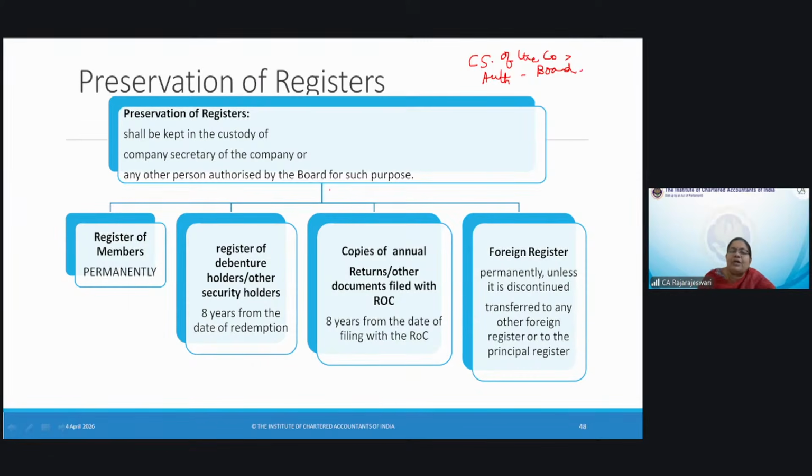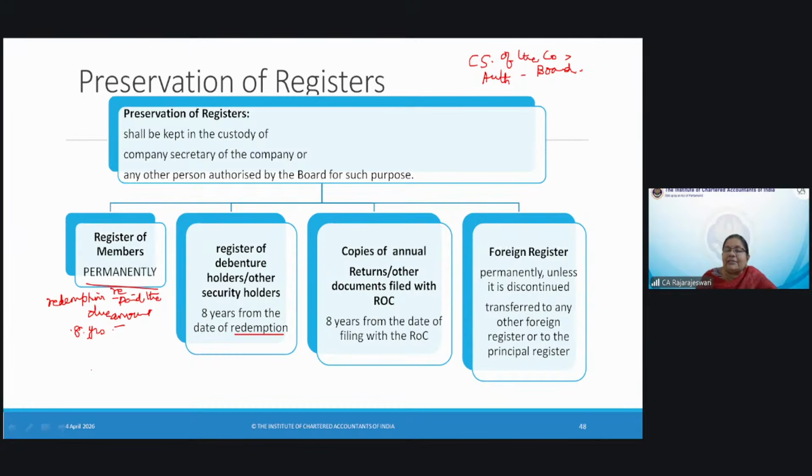If it is a register of members, you have to preserve that register permanently, right? And if it is a register of debenture holders or security holders, it is 8 years from the date of redemption. You cannot issue irredeemable debentures. Redemption means you have repaid the due amount to the debenture holders. You have borrowed it from them, you have paid it back to them. So 8 years from the date of redemption.